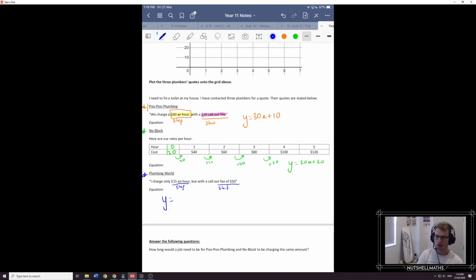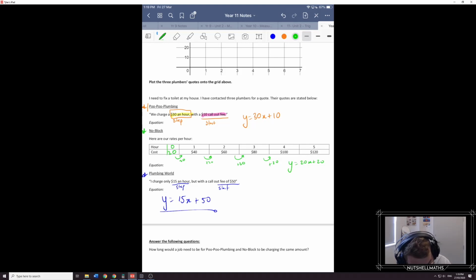Taxis do it too, right? They have a fixed fee and then a cost per kilometer. I think Ubers might have that too. Uber Eats has that, right? You pay a certain amount and then you pay depending on how far you are away, I think. I don't know, I've never got Uber Eats before. I'm too stingy. So, 15x plus 50.